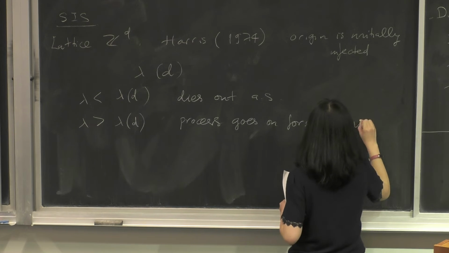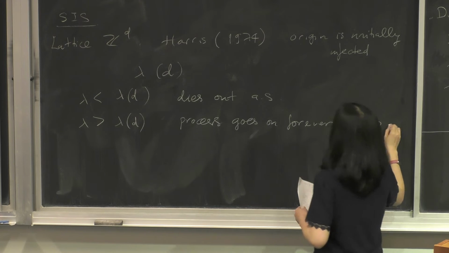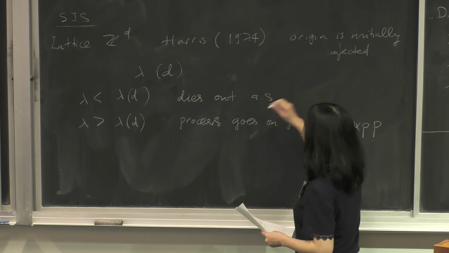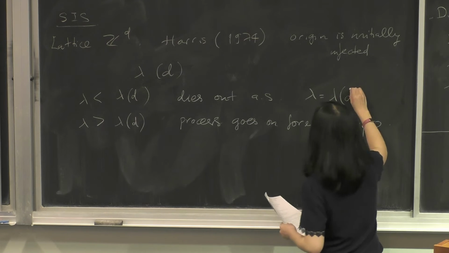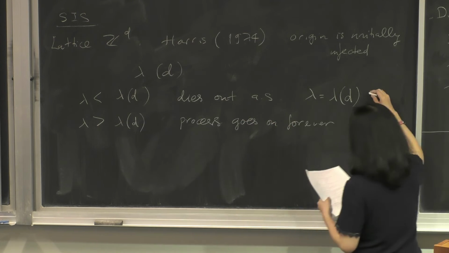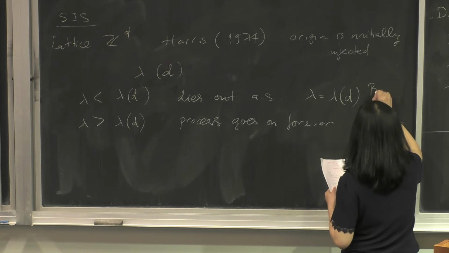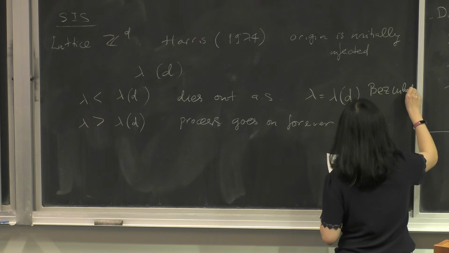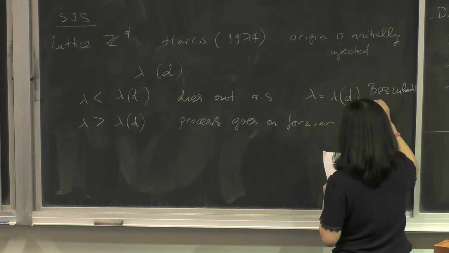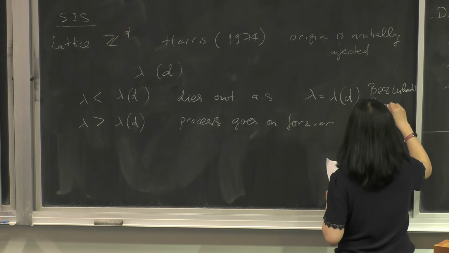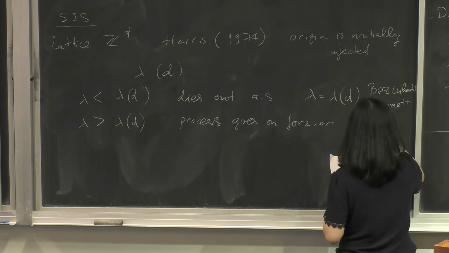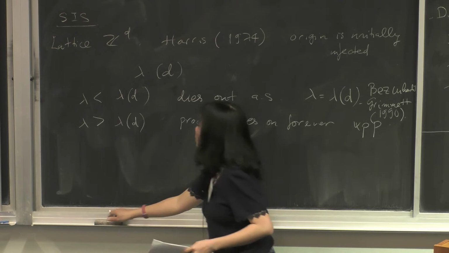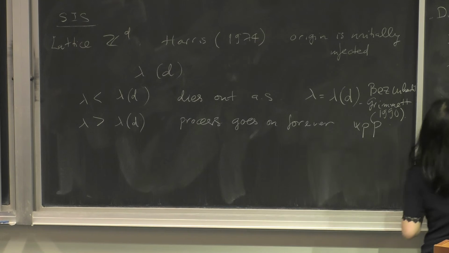with positive probability. The case that lambda equals lambda d also falls into the first case and was proved by Bezuidenhout and Grimmett in 1990. So that's the story for the lattice.